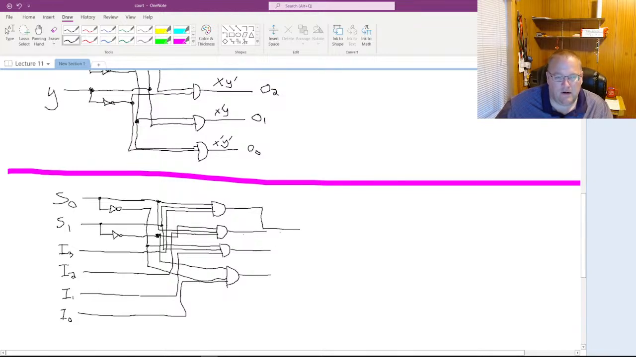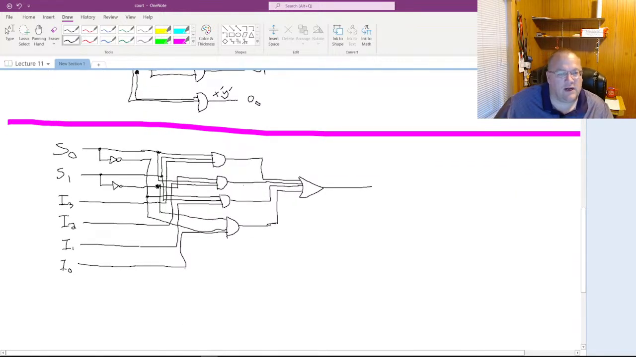So because of that, we can OR all four of these together. All right, so this actually has a name. It's called a multiplexer. A multiplexer selects a binary information from one of many inputs and directs it to an output. So in this case, this is our output.